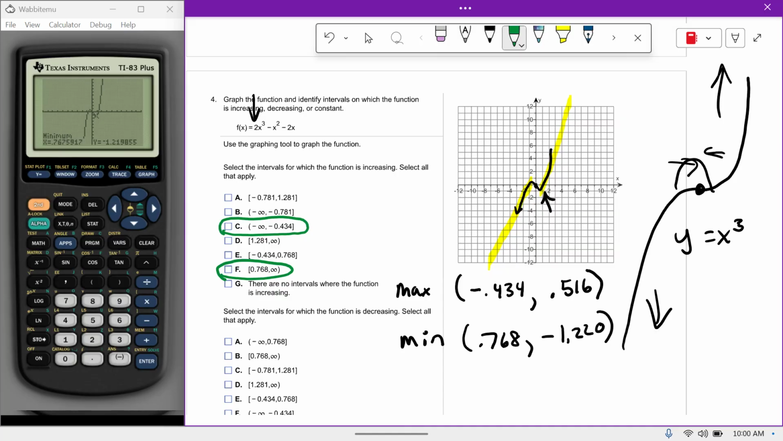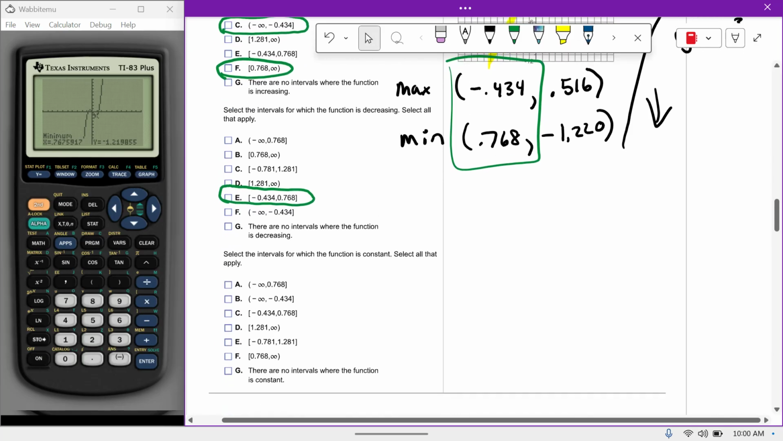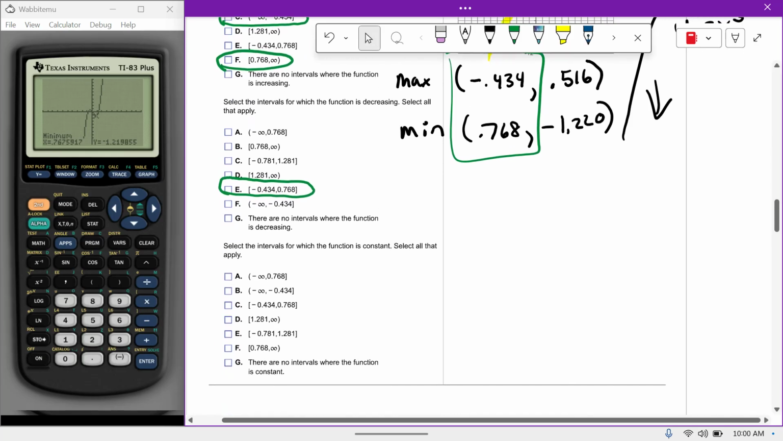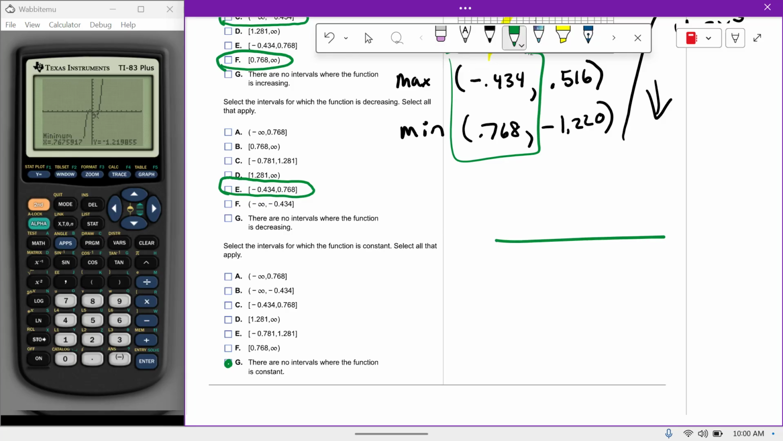Now, where is it decreasing? Well, it's decreasing in between these 2. So from negative 0.434 to 0.768. Where is it constant? It's not constant. There's not a flat spot. If it's horizontal flat, then it's constant. If it's never horizontal flat, then it's not constant.